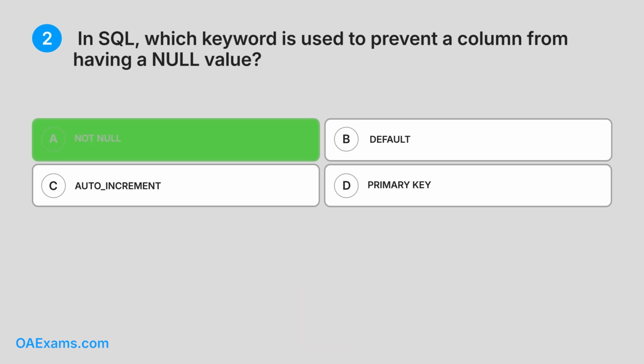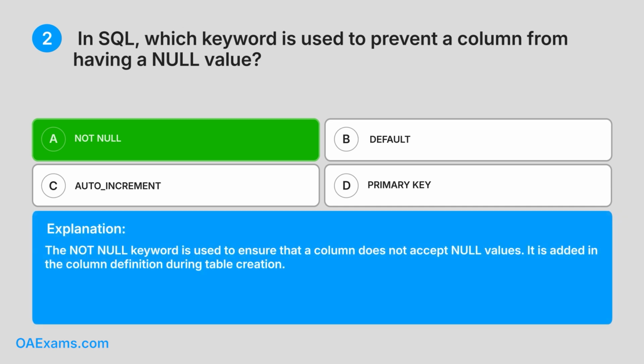Correct answer. A. Not null. Explanation. The not null keyword is used to ensure that a column does not accept null values. It is added in the column definition during table creation.